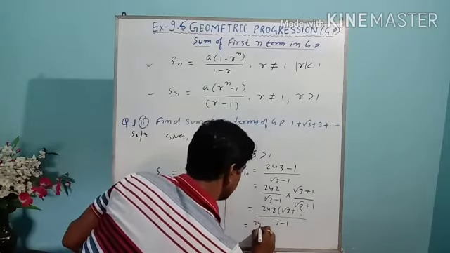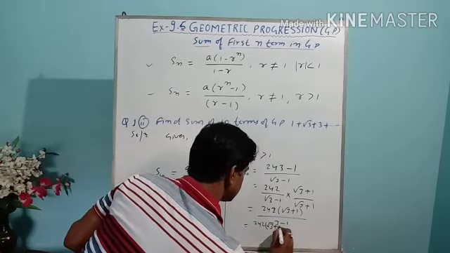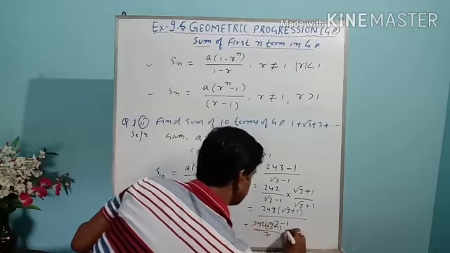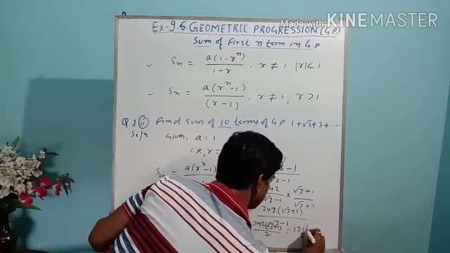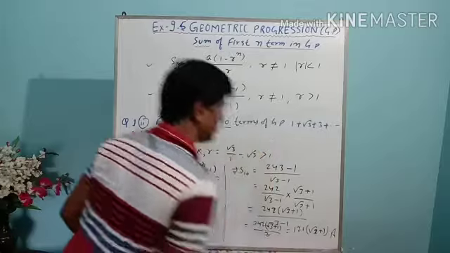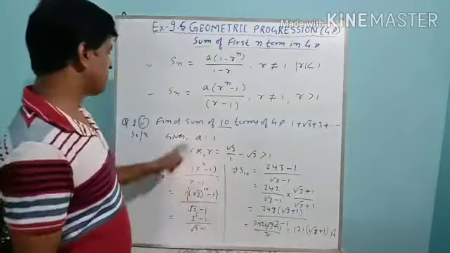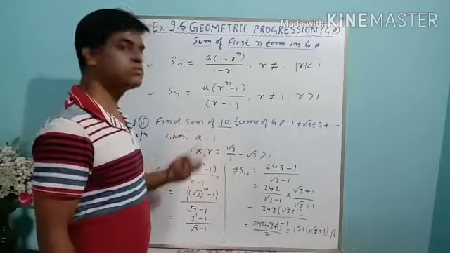So 242 into root 3 plus 1 by 2, cancel it. So 121 into root 3 plus 1. This is the final answer of this question. So this is the sum. We will solve some more questions here.